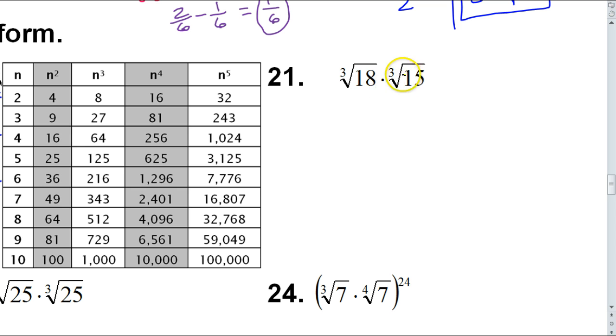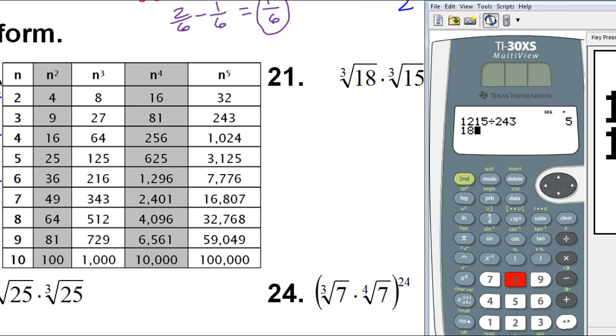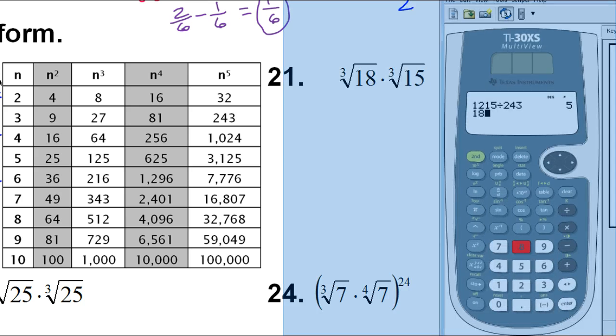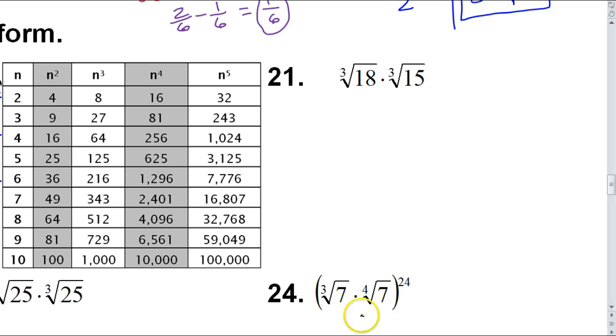Alright, number 21. Since the roots are the same, we can do the multiplication. So we're going to go ahead and do 18 times 15. Let's move this over. It's distracting. Okay, so 18 times 15 is 270. So what we really have here is the cube root of 270.